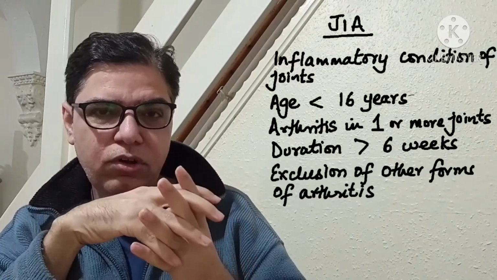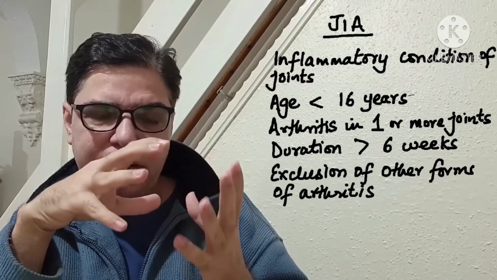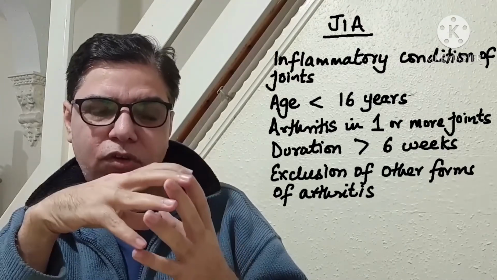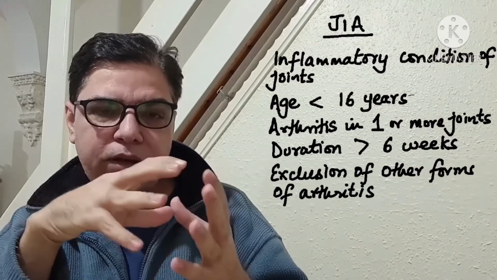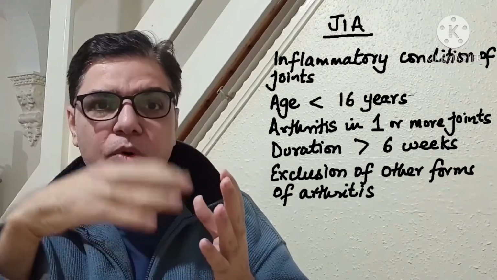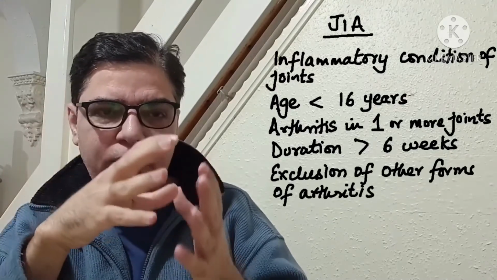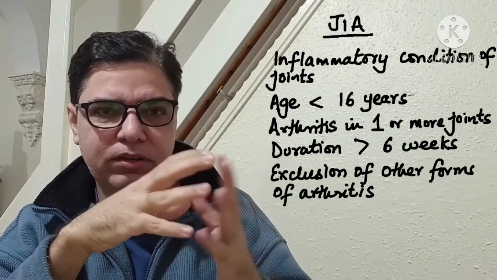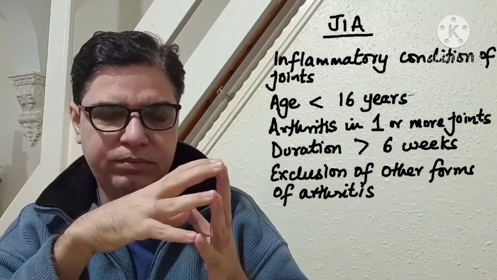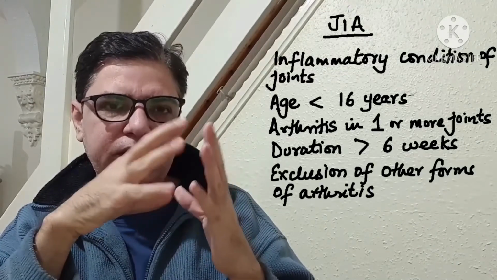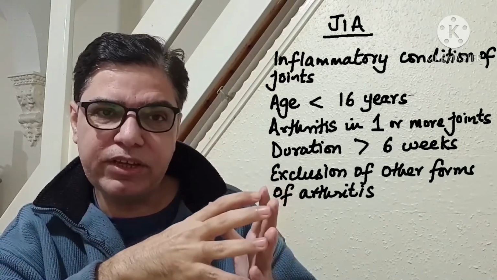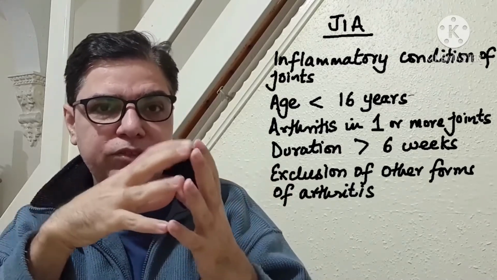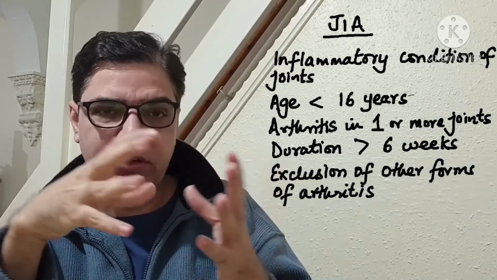So as I said earlier, juvenile idiopathic arthritis is an inflammatory condition of the joints in children, and by definition we call it an inflammatory condition of one or more joints in patients less than 16 years of age, where the duration of these inflammatory changes has been more than 6 weeks, and where you have excluded the other forms of arthritis like septic arthritis or traumatic arthritis, etc. So once again, please keep it in mind that it is an inflammatory condition of one or more joints in patients less than 16 years of age, where the duration of the inflammatory changes is more than 6 weeks, and where you have excluded the other forms of arthritis.